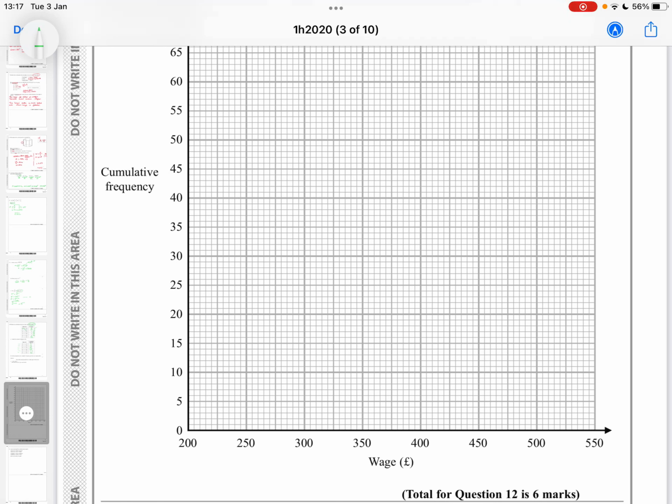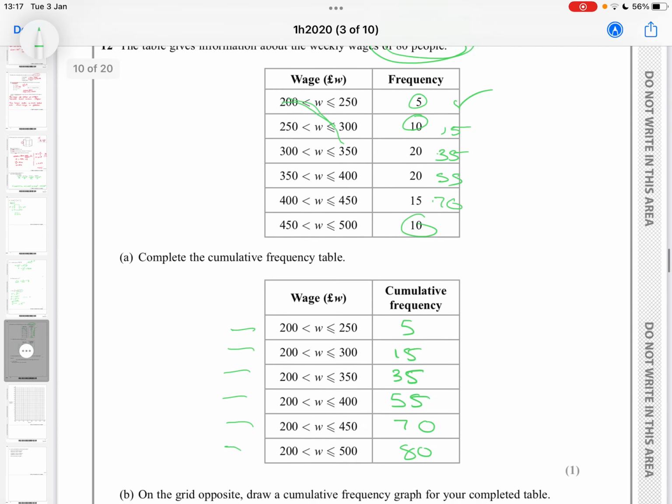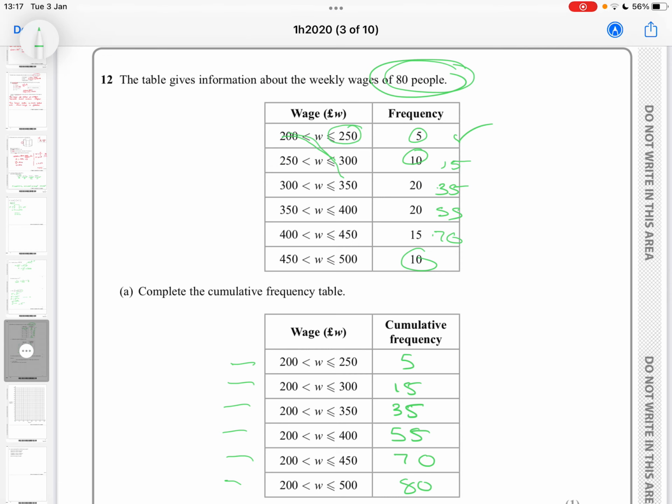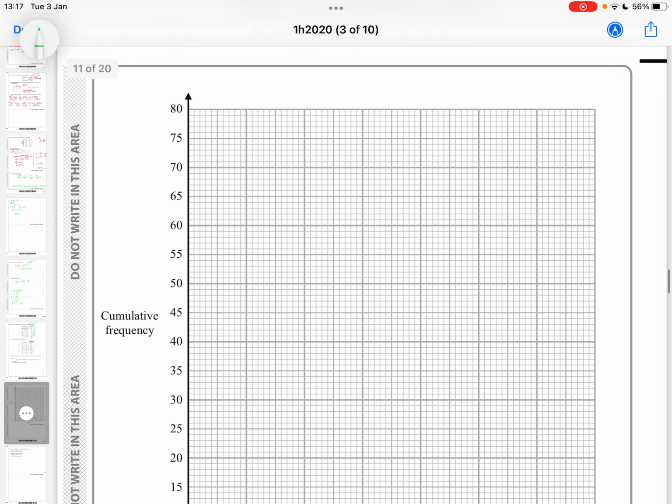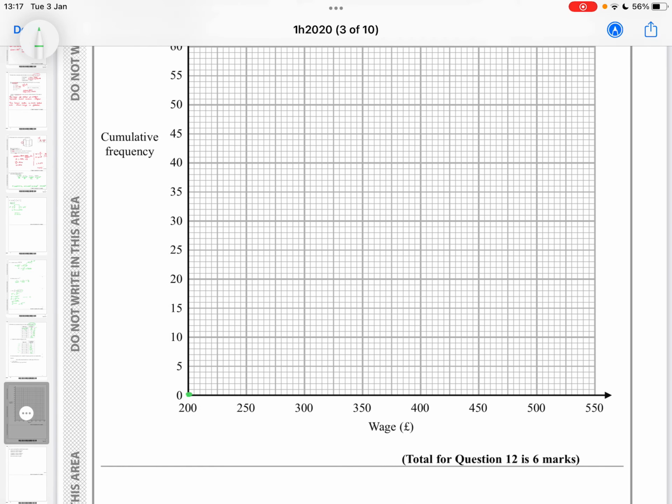So that means that on my graph, we always start from 0, which is here. And then we're going to go to the end of each group. So the first one, you're going to go to 250 and you're going to plus 5, because obviously no one is in 200, but we're going to go to 250 and 5, which is here.